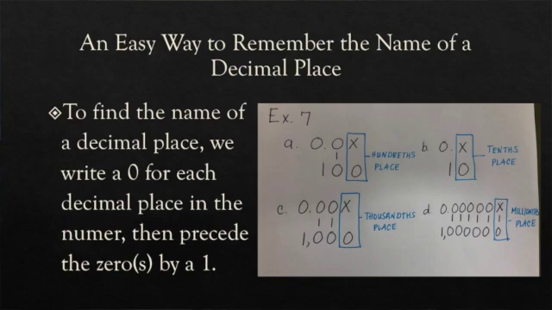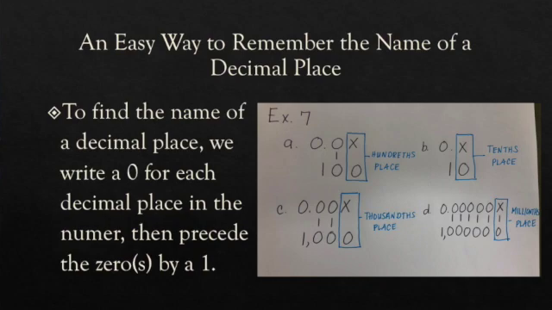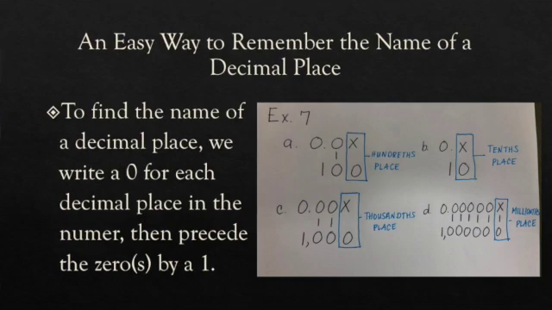Okay, now let's talk about an easy way for you all to remember the place values. Here's a little trick that you can do. To find the name of a decimal place, we write a 0 for each decimal place in the number and then precede all numbers by 0. So let me show you what I mean. So this is example 7. So let's say we have 0.0 and some number. I'm going to call it X.